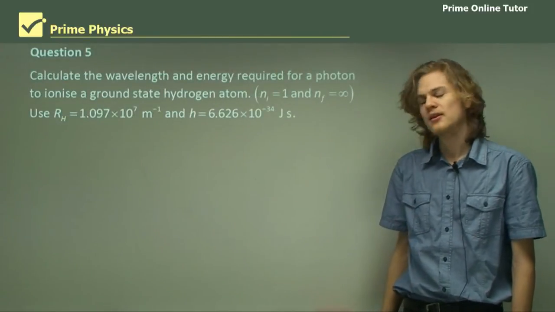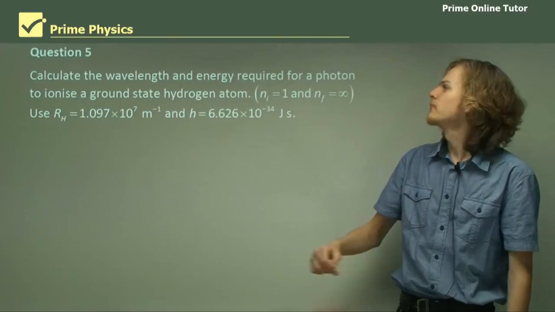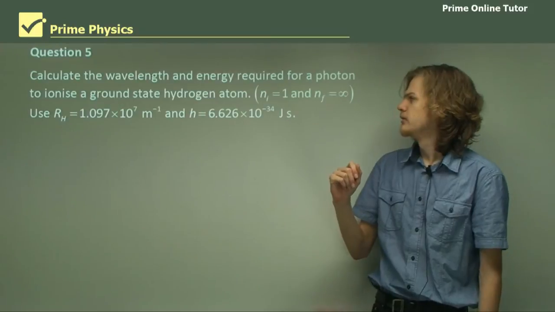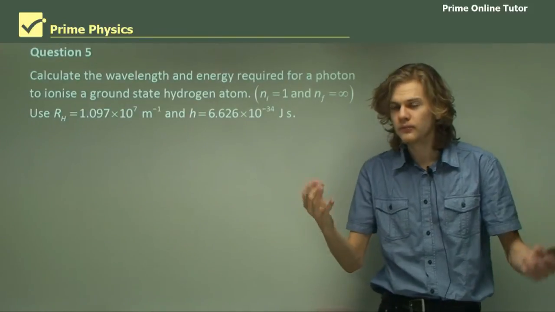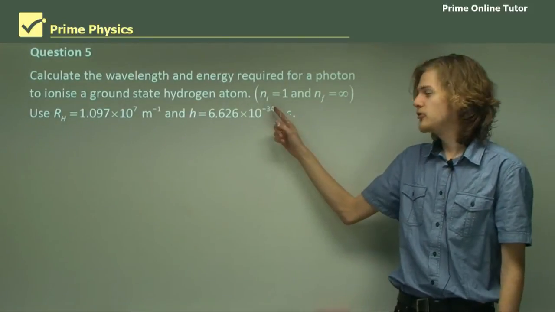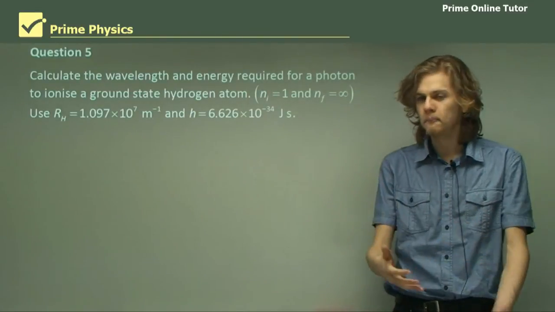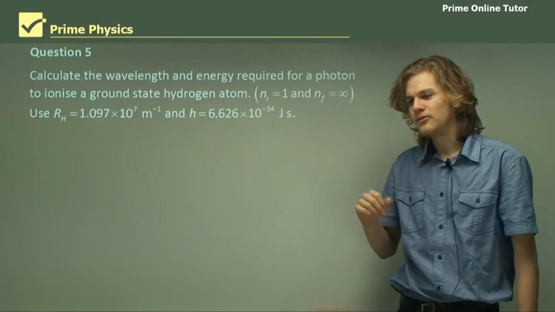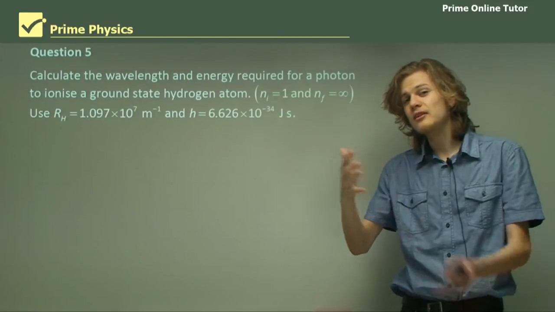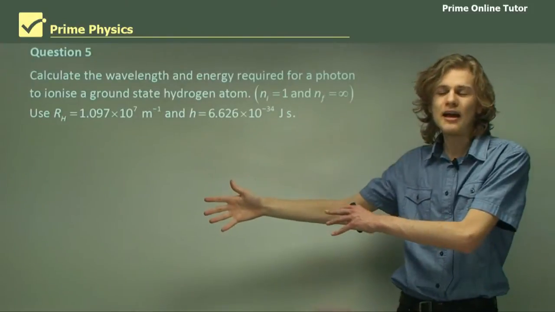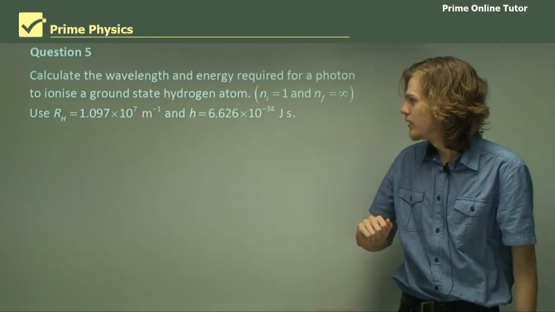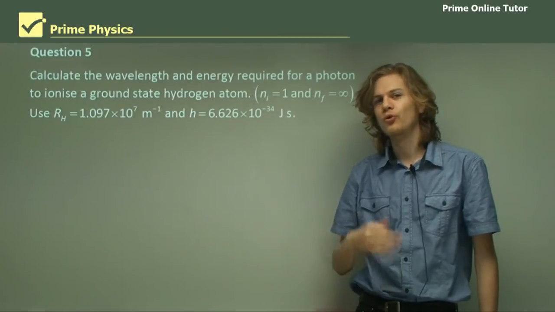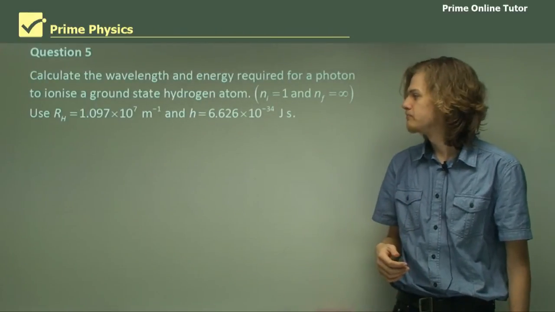Question 5. Calculate the wavelength and energy required for a photon to ionize a ground state hydrogen atom. Oh dear, ionizing, what does that mean? Well, it means that you're going from the ground state, so an initial equals 1, to infinity. And in fact, not just going up to an energy level, but leaving the atom completely. So we'll need h to find the energy, and of course Rydberg's constant for Balmer's equation.